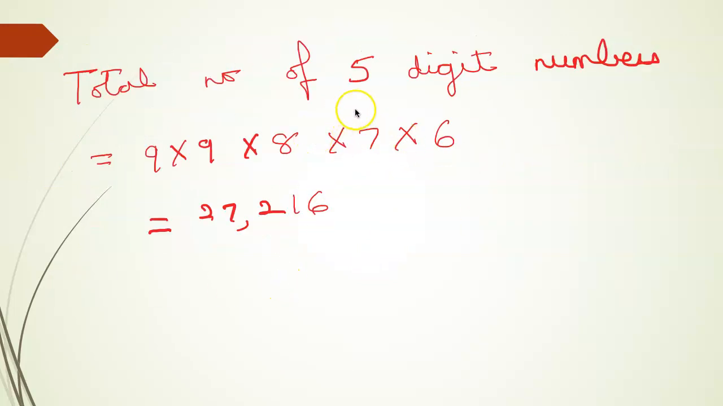So again, by the fundamental principle of counting, the total number of 5-digit numbers will be, we multiply the different ways: 9 into 9 into 8 into 7 into 6, which is 27,216.